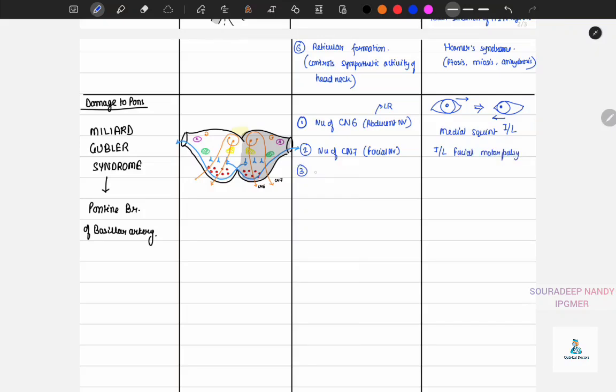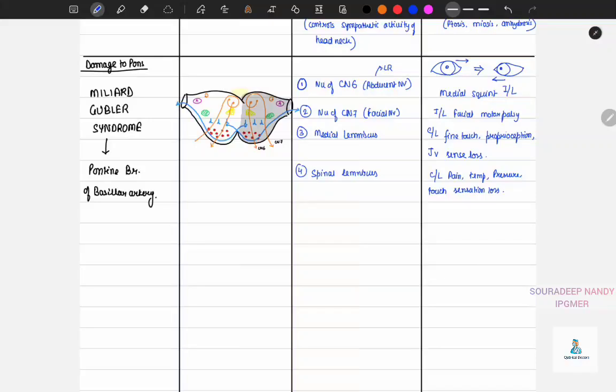Number 3, we have the medial lemniscus. So there will be contralateral loss of fine touch, proprioception, and joint vibration sense. Number 4, we have the spinal lemniscus, which is the lemniscus of the spinothalamic tract. It will result in contralateral loss of pain, temperature, pressure, and touch sensation, and the corticospinal tract is also lost. So it will lead to contralateral hemiplegia.